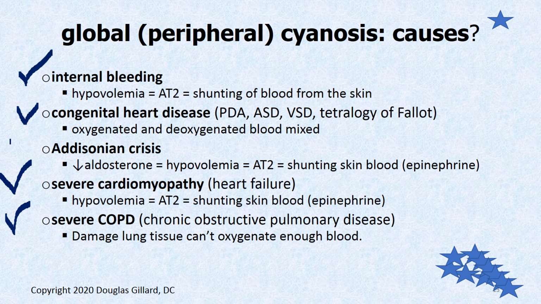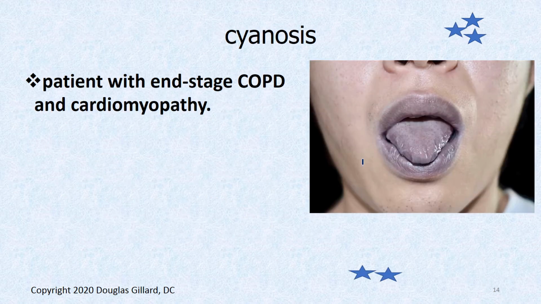And then the Addisonian crisis, which I don't think we've talked about yet, but we will. So if the adrenal gland is destroyed and you can't make aldosterone anymore, you get a really bad hypotension, and that causes the release of angiotensin II, and that causes release of epinephrine, which shunts the blood away from the skin and gets you cyanotic looking. Here's a person with COPD and cardiomyopathy, and toward the end of life, this is what they look like. And that's not good.